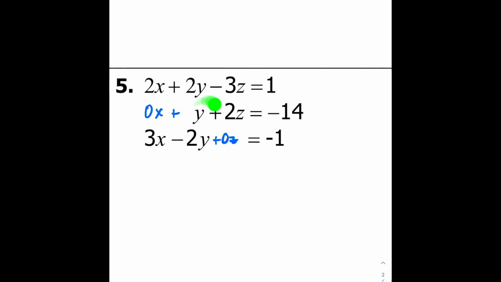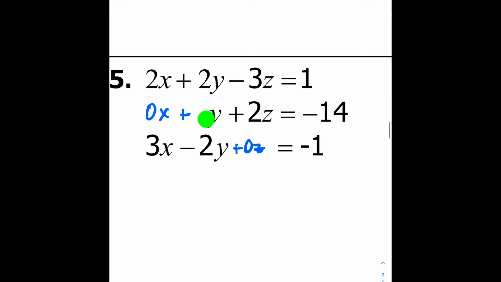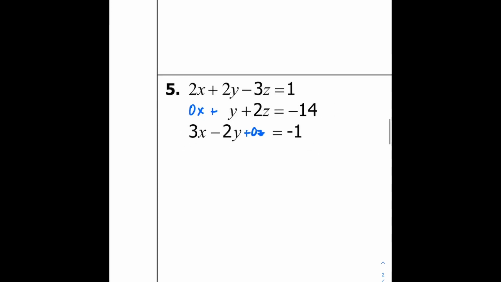So I'm looking at, I've got a 1y here, right? That's going to be convenient because if I multiply by negative 2 here, it cancels with the top. If I multiply by positive 2, it cancels with the bottom. Okay, so I'm going to pick these. Let's do these first 2 equations.